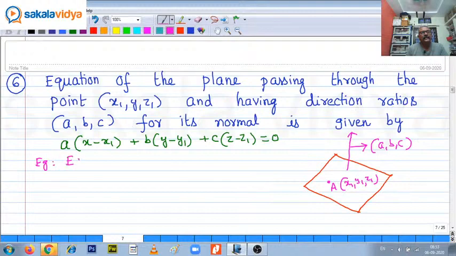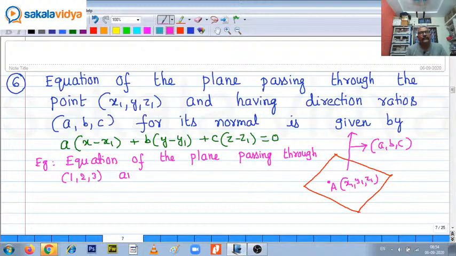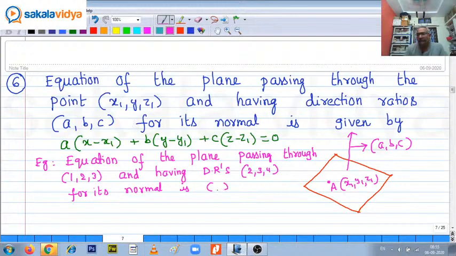One example. Equation of the plane passing through (1, 2, 3) and having DRs 2, 3, 4 for its normal is. This is the question we need to find out.